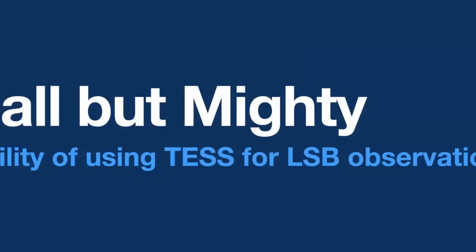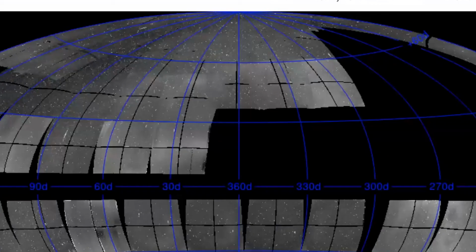The possibility of using TESS, the Transiting Exoplanet Survey Satellite, for LSB observations. So this is not about LSST, but something where we have the data in hand already. TESS has been taking a pretty big chunk of the whole sky to look for transients in the brighter stars. And so this is what's been covered so far.